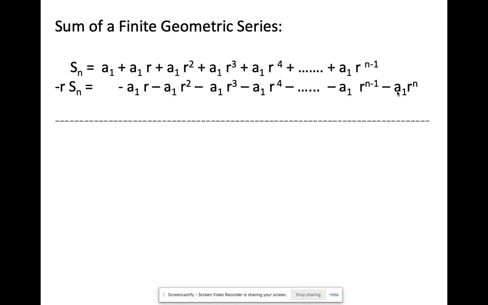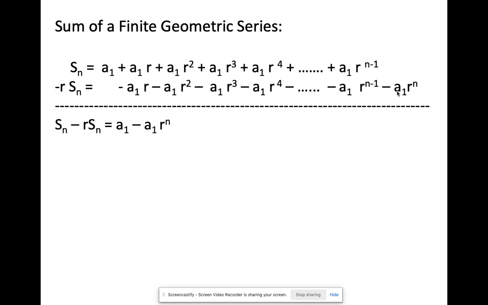Now, if I simplify that and combine, I get this. Everything cancels out. This cancels out, this cancels out, this cancels out, until the very last term, and then the last term right there. Okay? So, I can factor S sub n. Factor S sub n, it's going to be 1 minus r, and then I factor a sub 1 here, 1 minus r raised to the n.